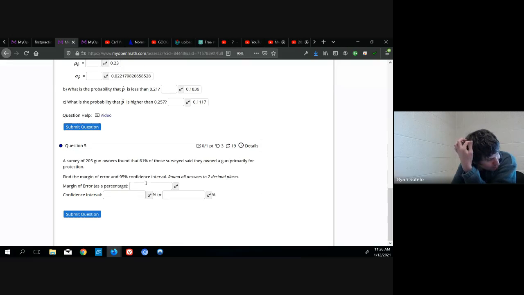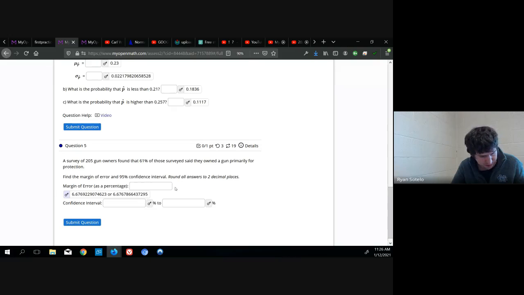The margin of error should be the z-score, 1.96 times the square root. And then it's 61%, so I'll do 0.61 times 0.39 divided by 205. That one's correct. So yeah, that should give us a good margin of error.